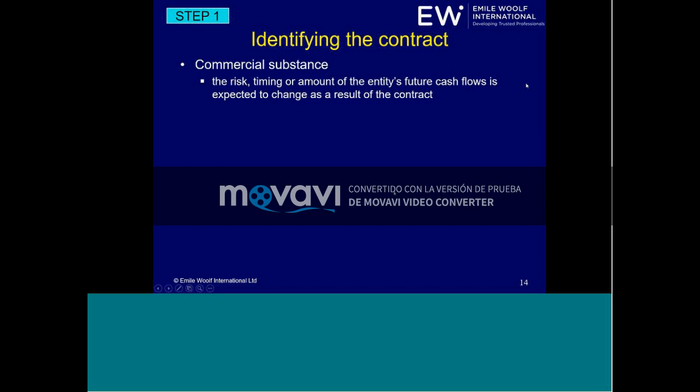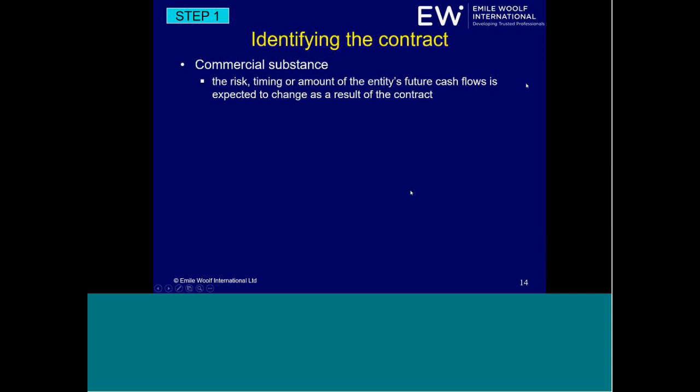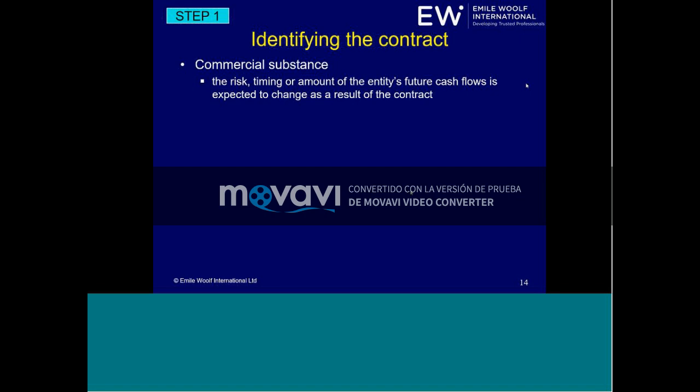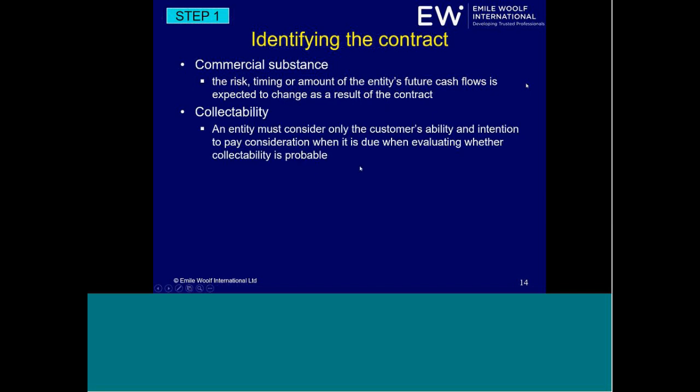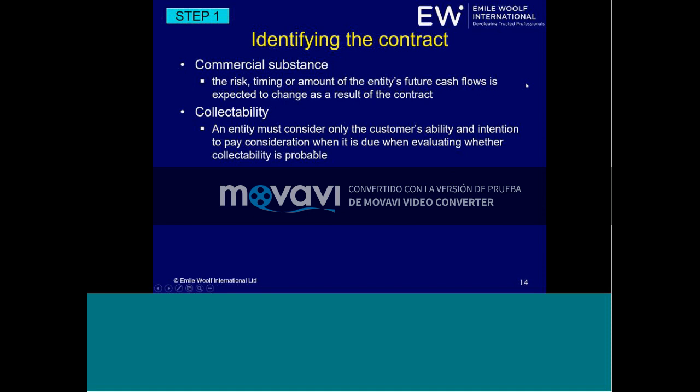On commercial substance and collectability. Commercial substance, of course, is described in other standards as well, in our suite of IFRS standards, as being risks, timings, or amount of future cash flows are somehow different. Risk, timing, or amount of future cash flows are expected to change. And collectability, an entity must consider only the customer's ability and intent to pay consideration when collectability is probable.